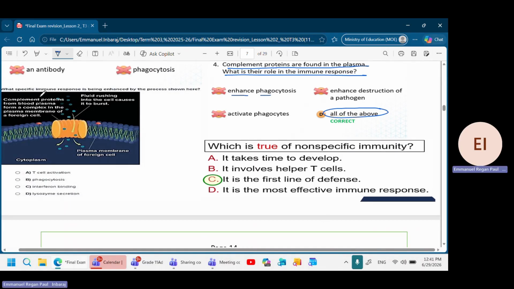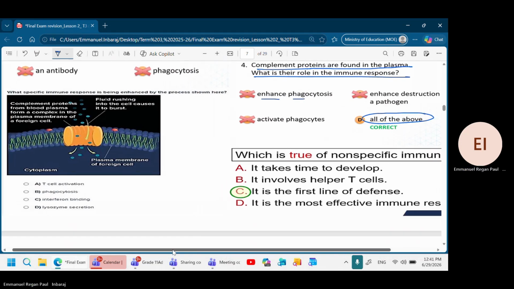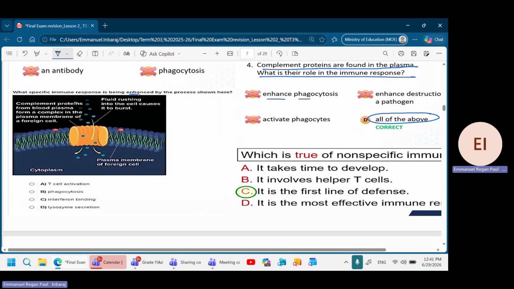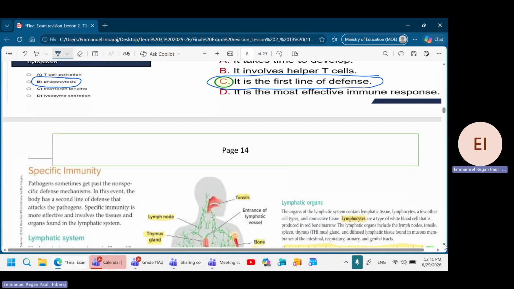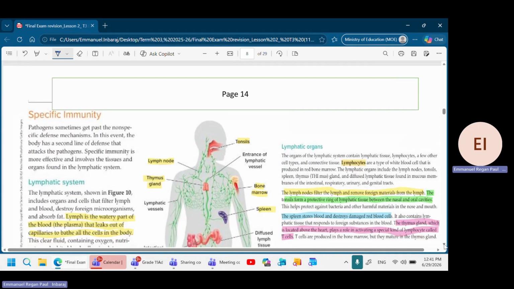You can see what specific immune response is. I will zoom it for you. What specific immune response is being enhanced by the process shown here? What type of immune response is enhanced? It is the phagocytosis that is enhanced. What is true for non-specific immunity? Non-specific immunity, it is the first line of defense. Okay, so these are all the questions which you can study. I will give you more questions. I will send it to you on WhatsApp. You can also study. Okay, now let's go to the specific immunity.